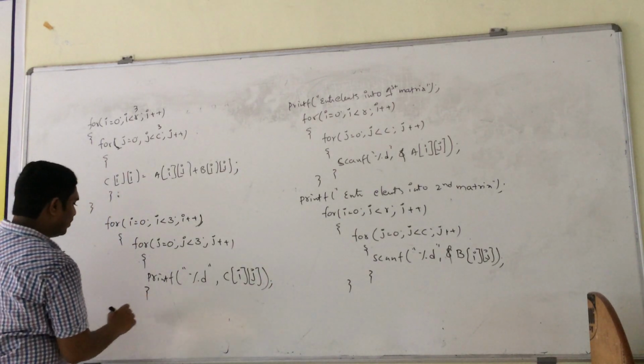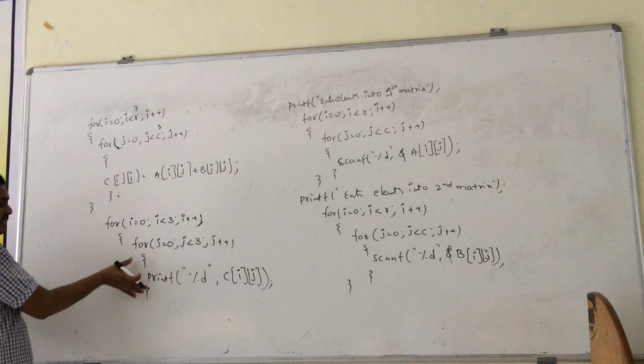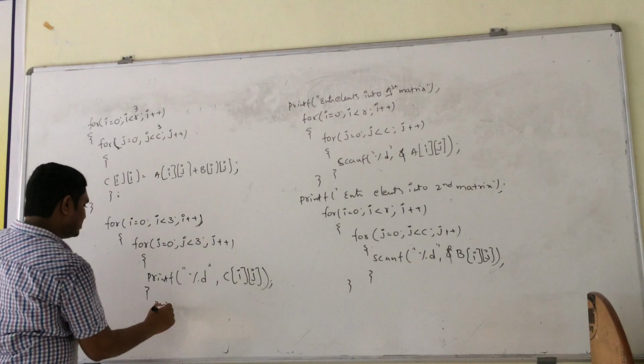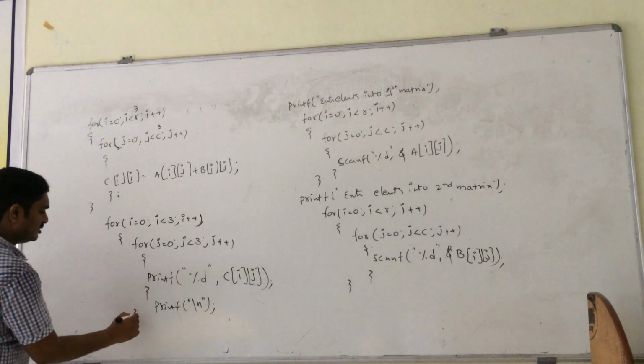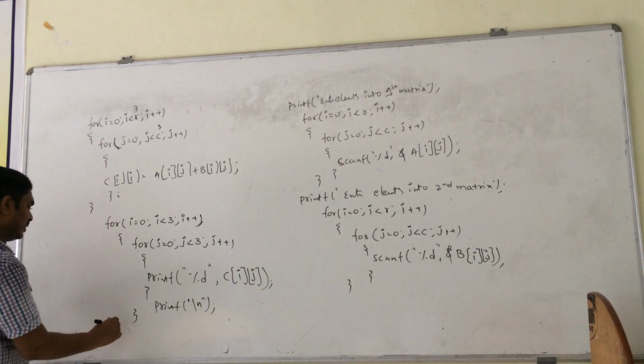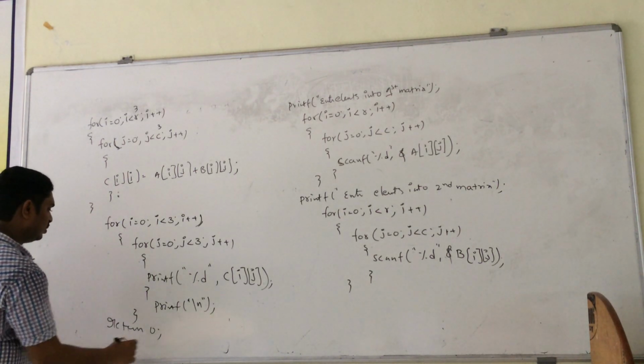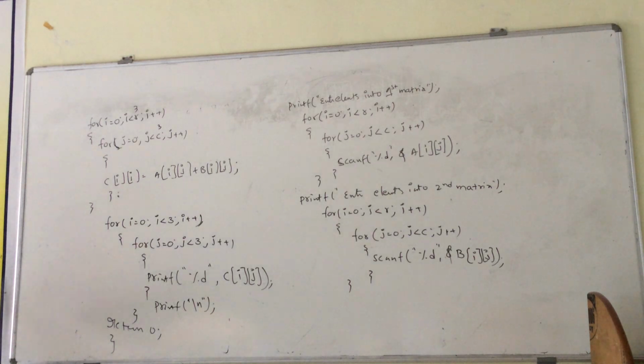So this is the inner for loop end. For printing, after the inner for loop we must use a \n statement. For this I am using printf \n. So this is the outer for loop end. Return 0, end of the main. This is the addition of two matrices.